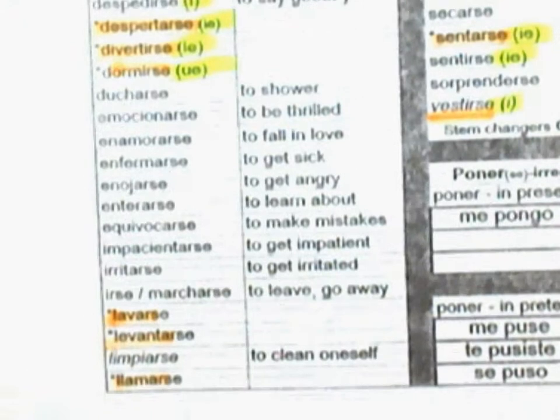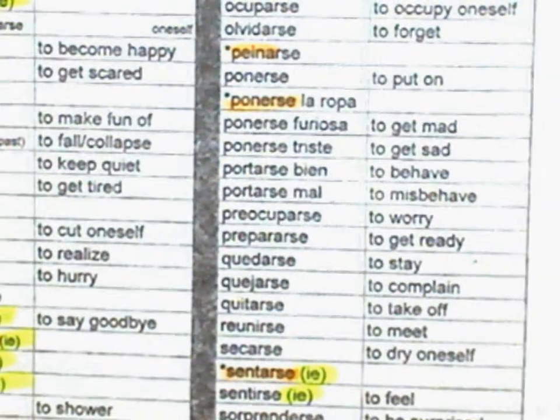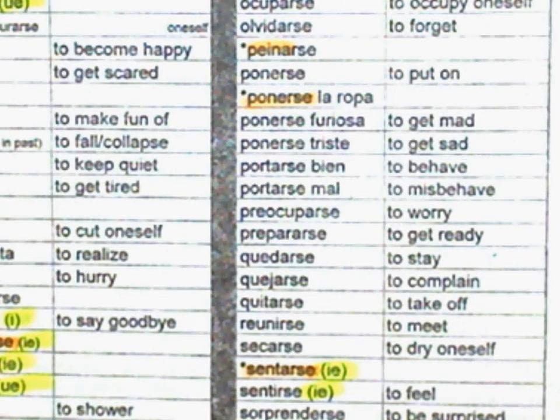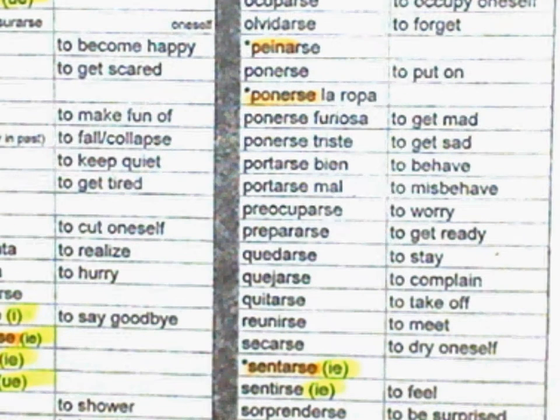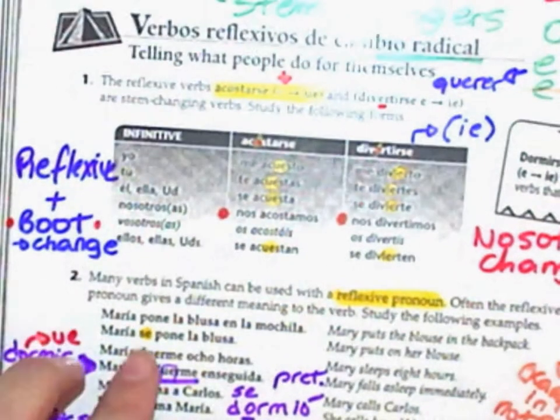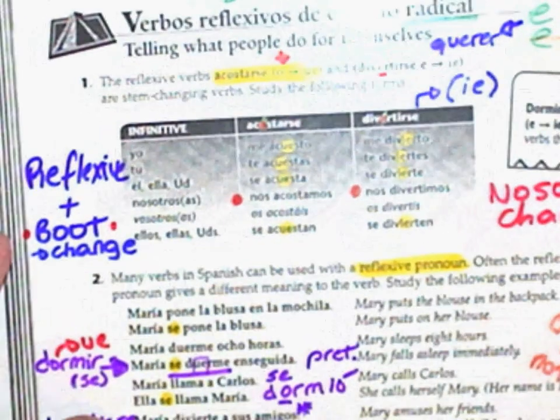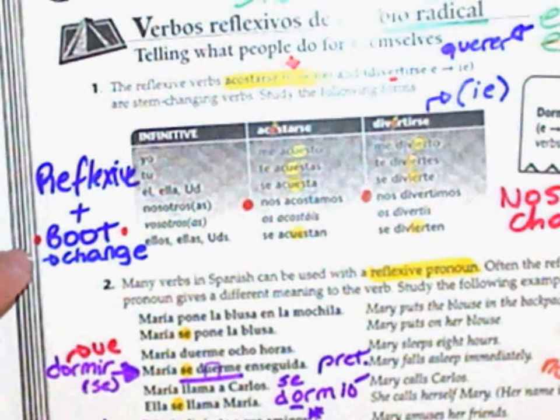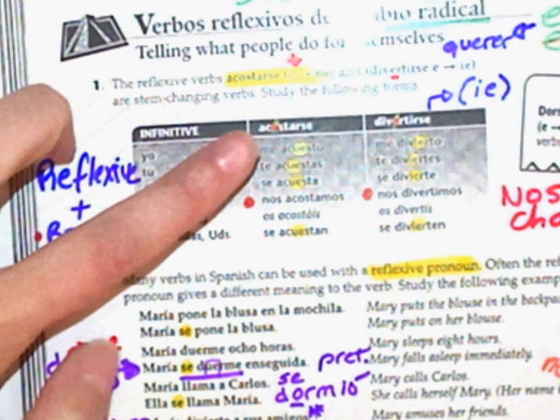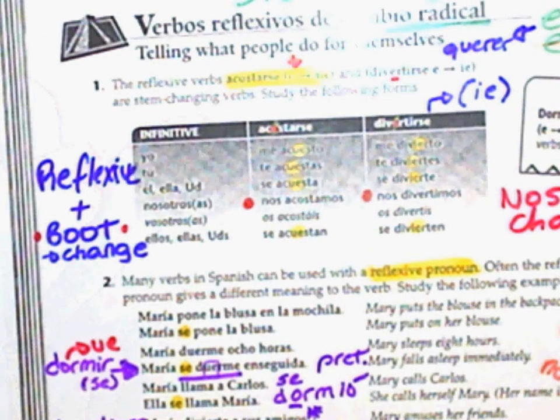all over. Okay. Some of them have the parentheses, some of them don't. What we're going to talk about today are focusing on the verbs that have the parentheses. If they have that, that means you have to do something extra to it, an extra change. Okay. So we're going to take reflexives and put it together with boot changes. The verb acostarse in your vocab has what in the parentheses next to it?